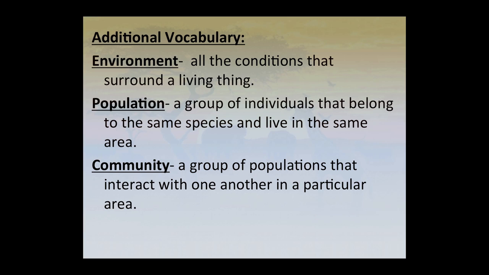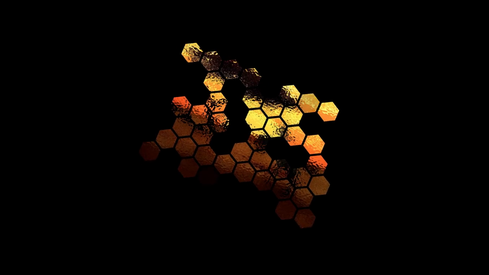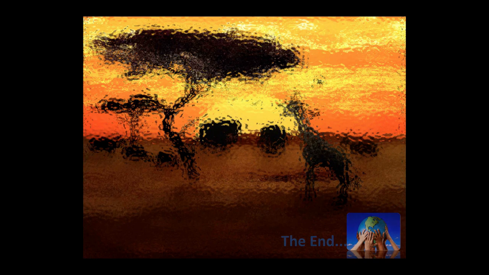Just like the community in your neighborhood. You got all different types of species. You got humans, you have plants, you have some pets, so you have dogs and cats. Well, that's a community, a group of populations that interact with one another in a particular area. I wish I could have made that more complicated, but it's not. It's simple. All right, so these notes are very short and sweet, and that's the end.